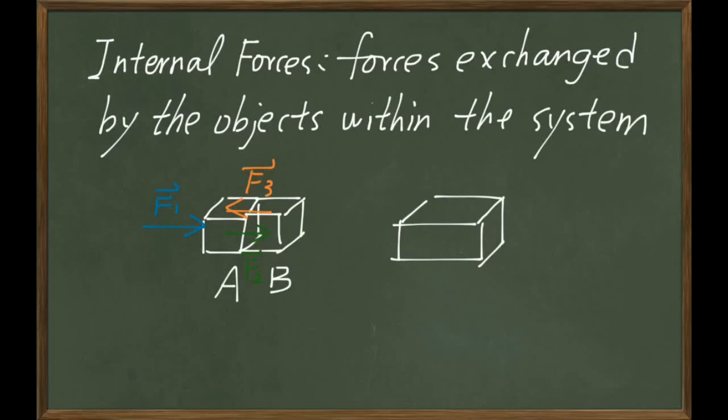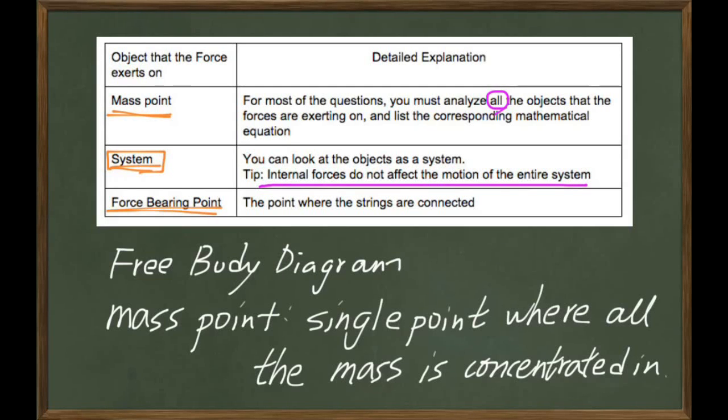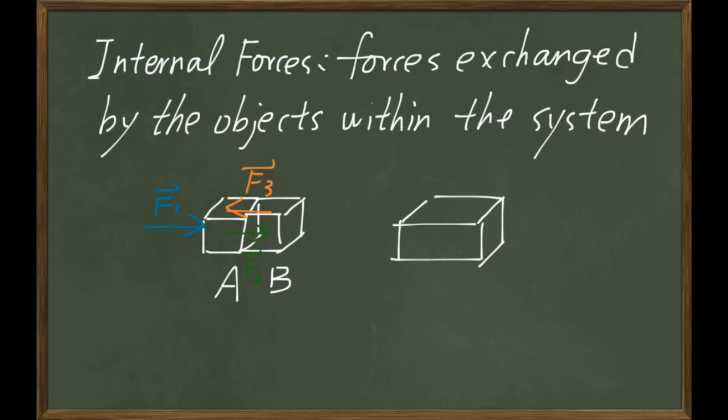Don't you have to include them too? Well, this is where the tip comes in. Let's go back and look at it. It says, internal forces do not affect the motion of the entire system. Internal forces are forces exchanged by the objects within the system. Hence, we can ignore all these forces and simply regard the two big chunks of blocks as just one mass point. So in this case, it will just be one force exerted on it, F1. To draw these blocks as a mass point for a free body diagram, we can simply draw a dot right here, and then draw a force starting from here and moving this way, and that's called F1.